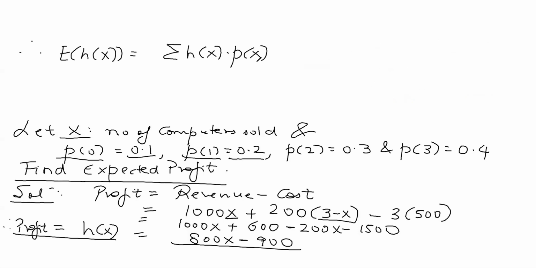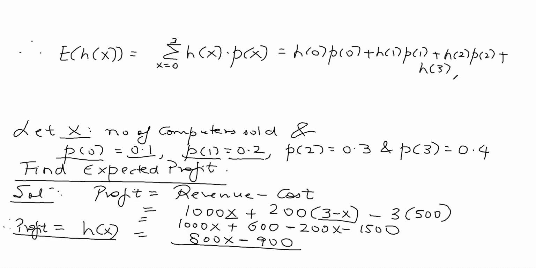Okay, which will be, as X goes on from 0 to 3, because there are 3 computers. So it will be H of 0 into P of 0 plus H of 1 into P of 1 plus H of 2 into P of 2 plus H of 3 into P of 3. Now H of 0 will be minus 900 into P of 0 is 0.1 plus H of 1 will be minus 100 into P of 1 is 0.2.